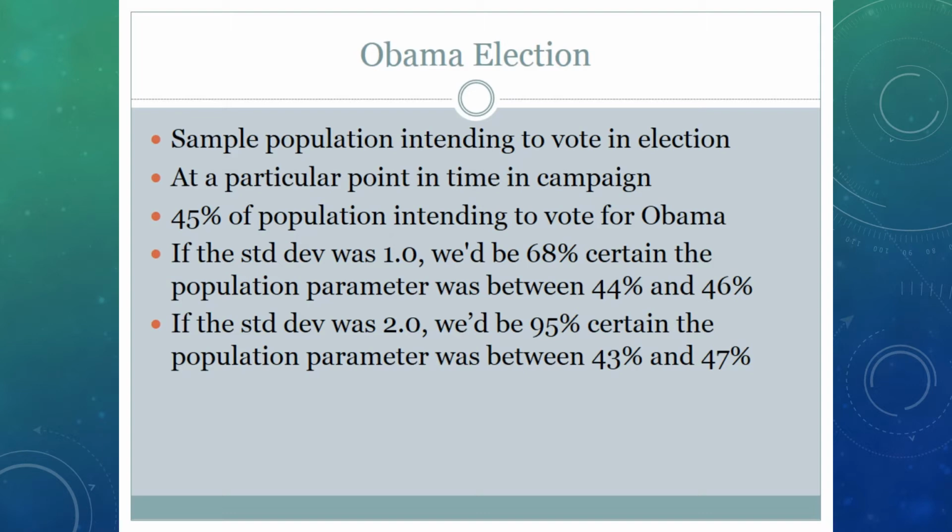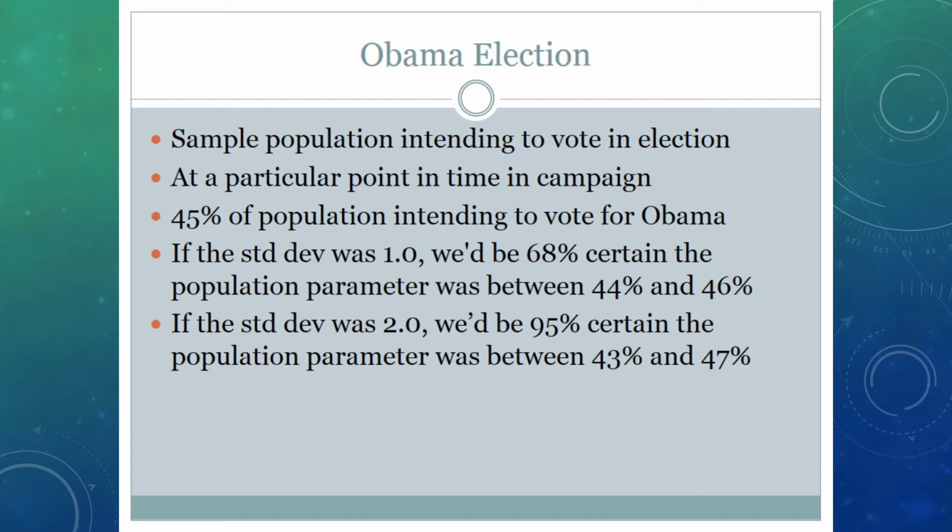So let's say we did get a sample of people intending to vote in a general election for president. And we had 45% of those we surveyed stating they intended to vote for Obama. We're going to mention here a term called standard deviation. Standard deviation is a statistical calculation that is looking at how close to accurate are the results.